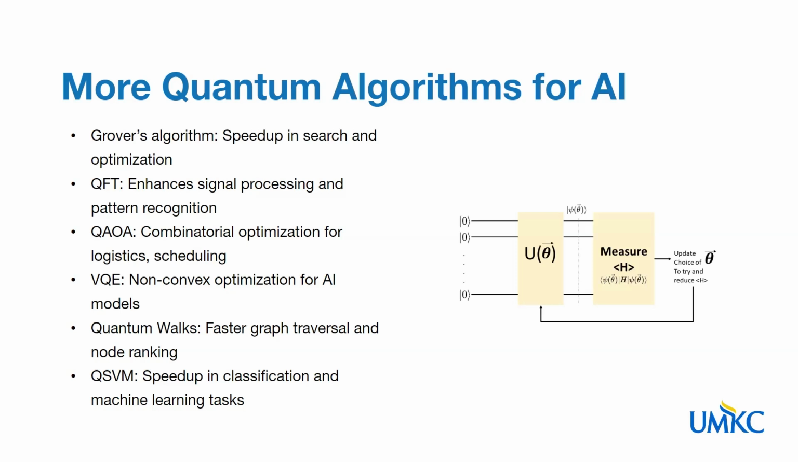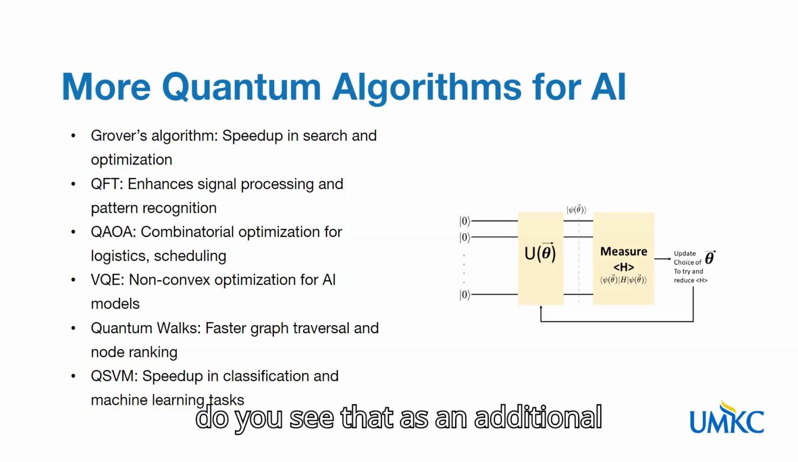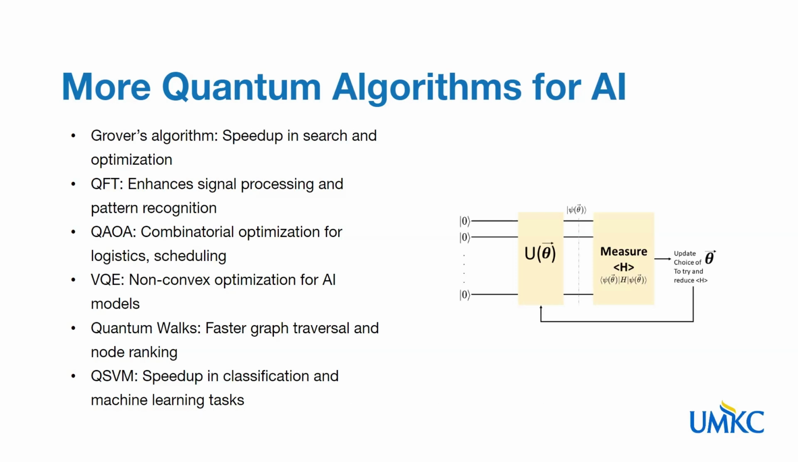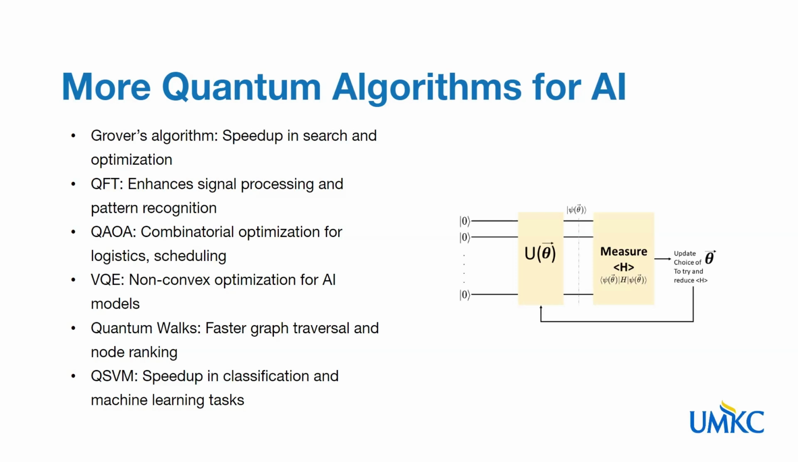Is the quantum algorithm mainly for speeding up, or do you see any additional advantage? How many times faster? I believe that's an exponential speed up. I think that's from like cubic to linear.